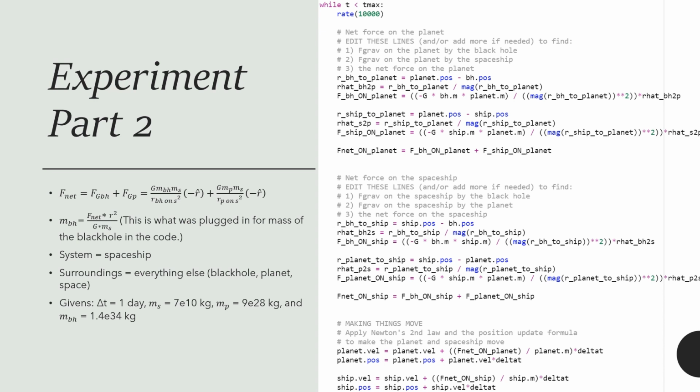But again, the system now is the spaceship, and the surroundings are everything else, which is the black hole, planet, and space. And our givens are: change in time is 1 day, mass of the ship is 7 times 10 to the 10th kilograms, mass of the planet is 9 times 10 to the 28th kilograms, and the mass of the black hole is what we used before.